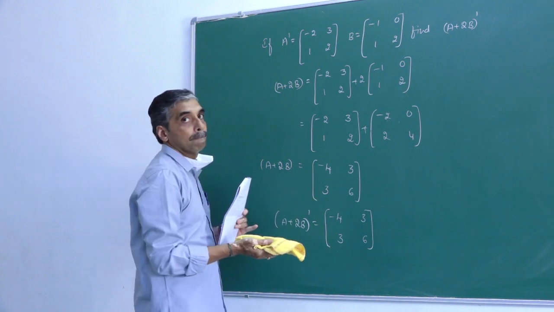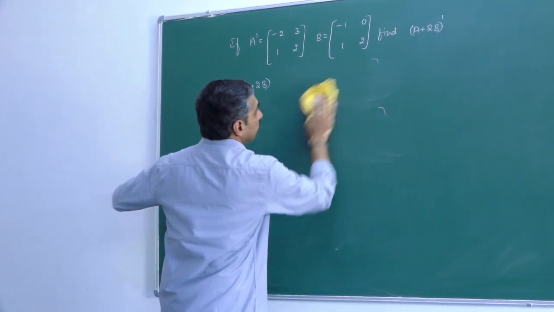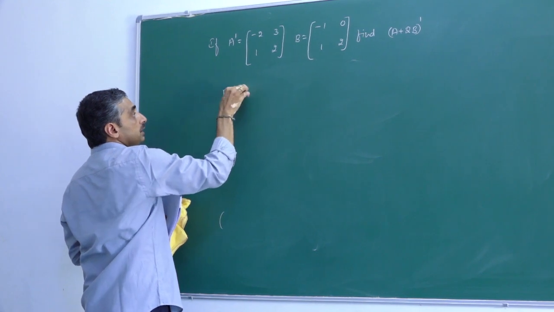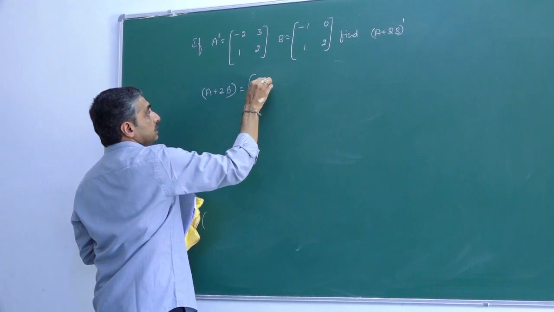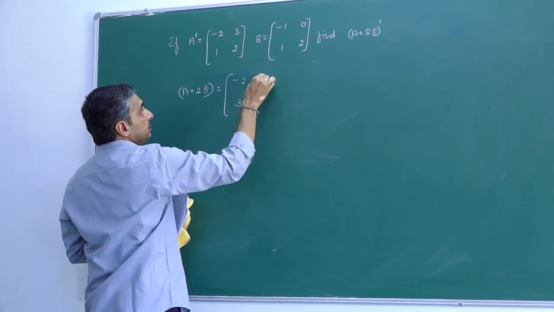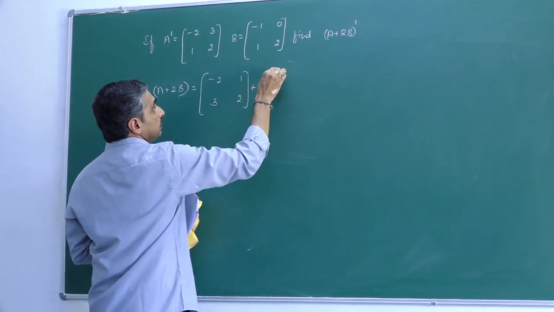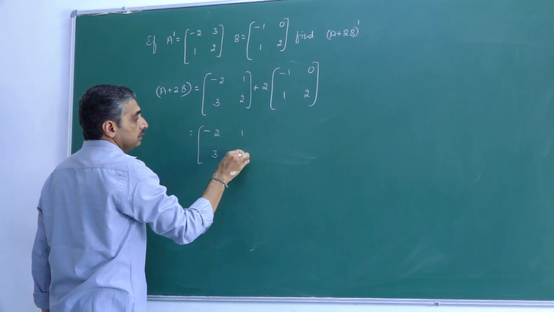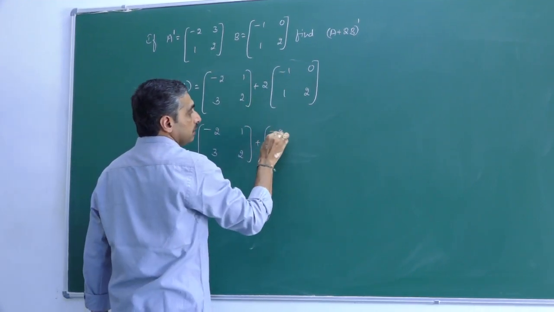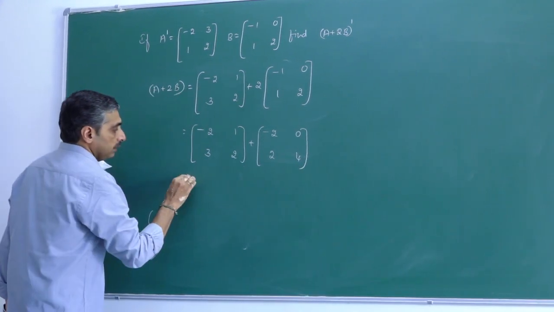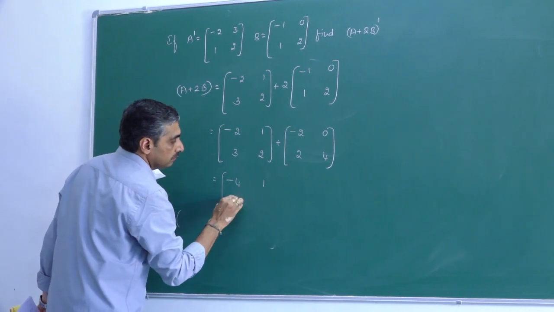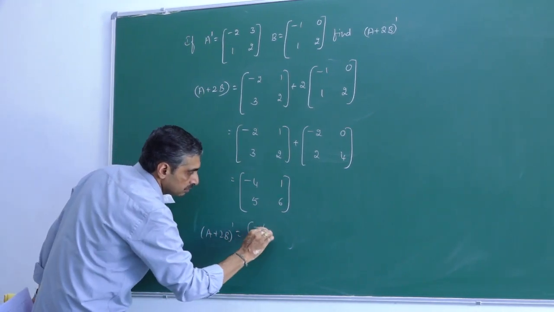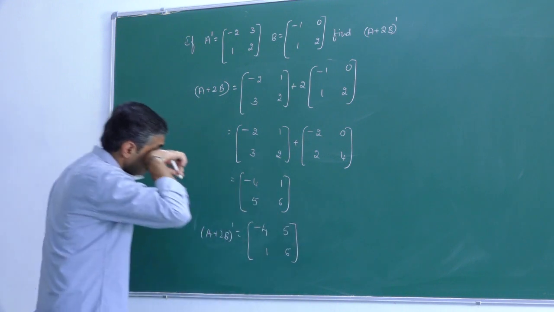Small mistake here. One moment. Sorry. See, what is given is A transpose. I was solving directly in the initial stage. Now A plus 2B, that is transpose is given, we want to determine A. Minus 2, 3, 1, 2 plus 2 into minus 1, 0, 1, 2. This is minus 2, 1, 3, 2 plus 2 into minus 1, minus 2, 0, 2, 4. Okay. Now, minus 4, 1, 5, 6, right? So now what I am determining, (A plus 2B) whole dash, that is minus 4, 1, 5, 6. Let's find the answer for this.